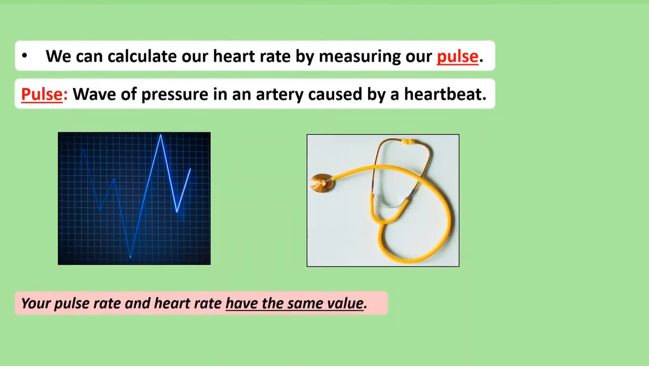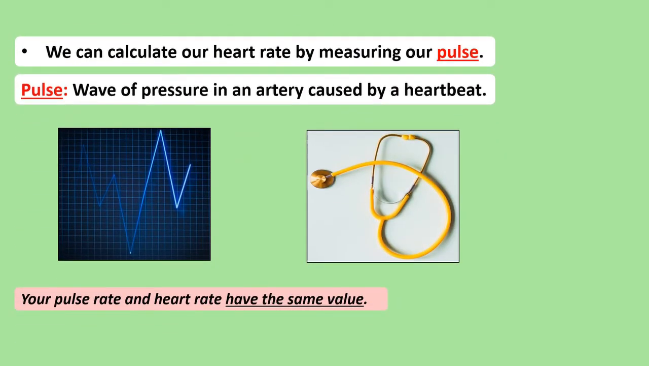An easy way to calculate your heart rate is to find your pulse. A pulse is a wave of pressure in an artery caused by a heartbeat that causes the walls of the artery to expand. When you find your pulse, you can feel this expansion. So the amount of pulses per minute is the same as the amount of heartbeats per minute.